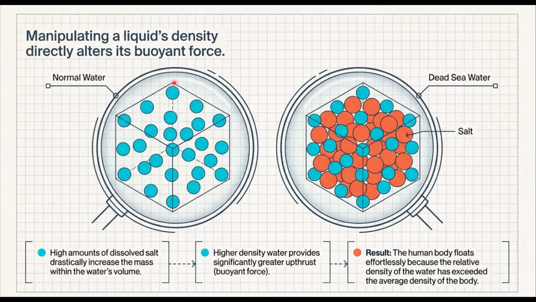Okay, so this is normal water and this is Dead Sea water. You can see the salt particles, right? So a high amount of dissolved salt drastically increases the mass within the water's volume. So higher density water provides significantly greater thrust, right? That is the buoyant force. So what will be the result? The human body floats effortlessly because the density of the water exceeds the average density of the body. So that is why you can float in the Dead Sea water.